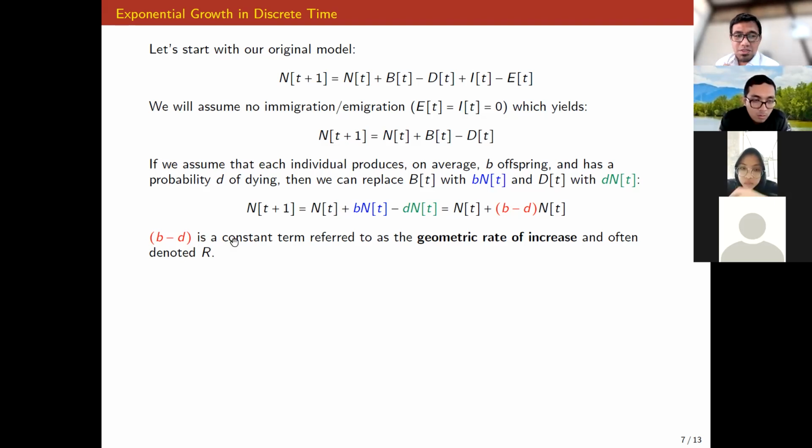Now B minus D is a constant, because B and D are also constants. So B minus D is a constant term referred to as the geometric rate of increase. Increase means in general. Rate of increase doesn't mean it always increases. It can be negative, and if negative it will be a decrease. But in general we call it the rate of increase.